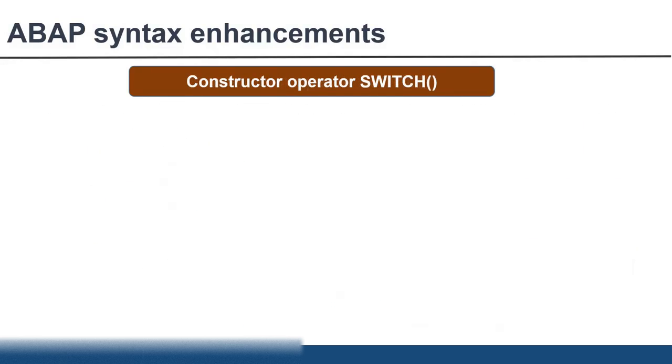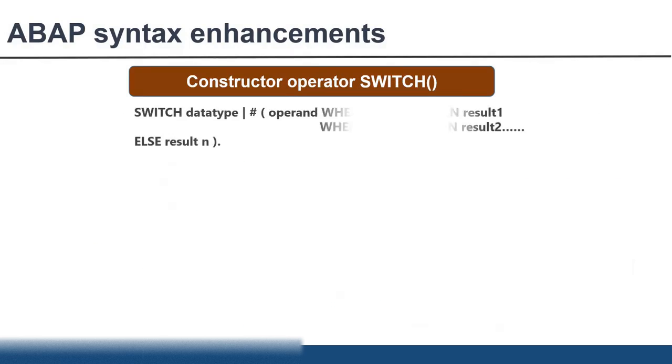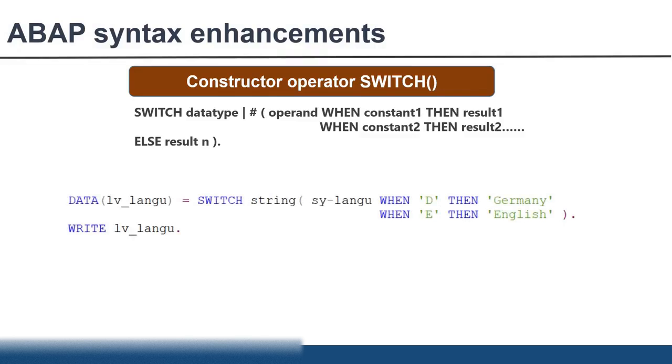Switch operator. This operator is much similar to the condition expression. There you have to use a logical expression, but here you have to use a constant value. For example, in this case, a constant value is compared with the system variable sy-langu. Accordingly, the result will be passed to the variable lv_lang.